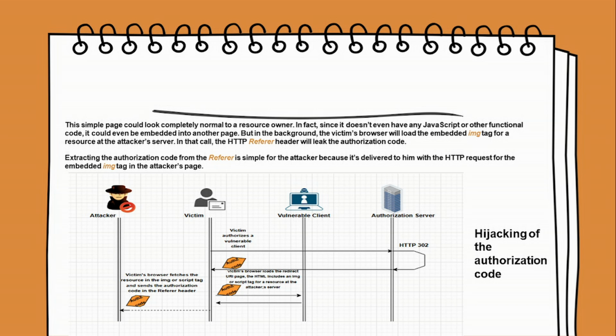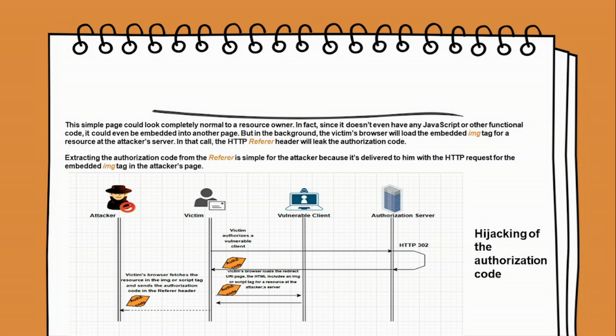So this simple page could look completely normal to a resource owner. In fact, since it doesn't even have any JavaScript or other functional code, it could even be embedded into another page. But in the background, the victim's browser will load the embedded img tag for a resource at the attacker's server. In that call, the HTTP referrer header will leak the authorization code.